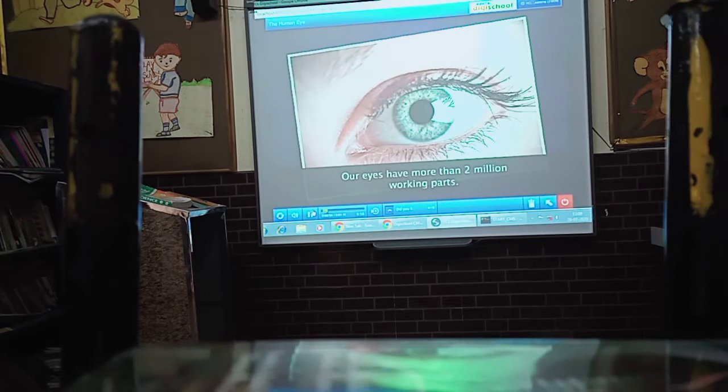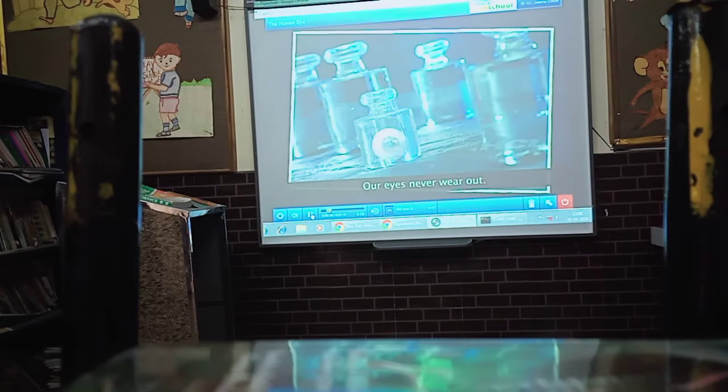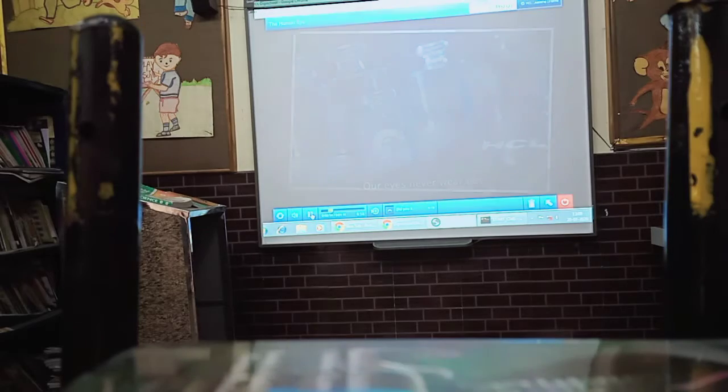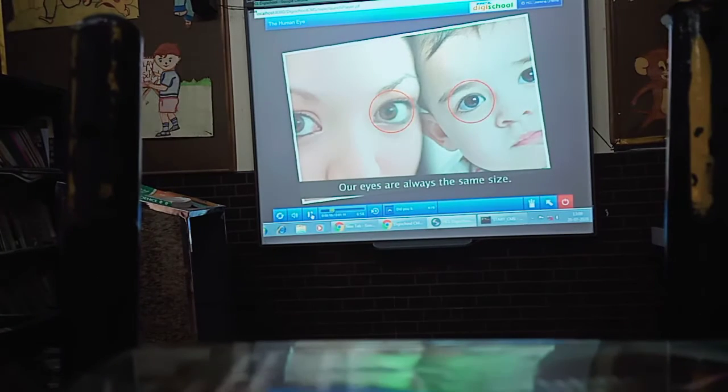Our eyes have more than 2 million working parts. Our eyes never wear out. Our eyes are always the same size from birth. That is, they do not grow in size, unlike other parts of the body.